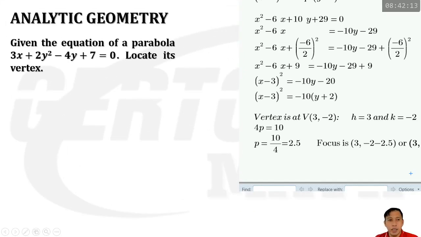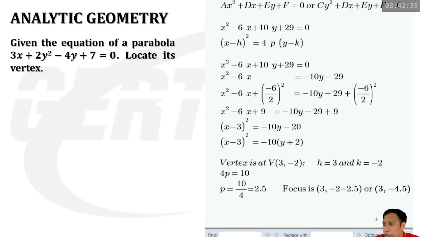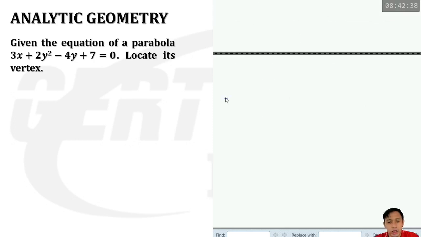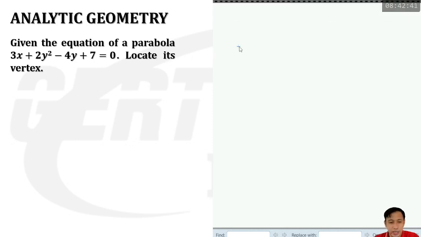Okay? Solve, kayo. Go. Locate the vertex. Ay, matkad lang natin again, no? So, the equation now here is what? 3x plus 2y squared minus 4y plus 7 equal to 0.